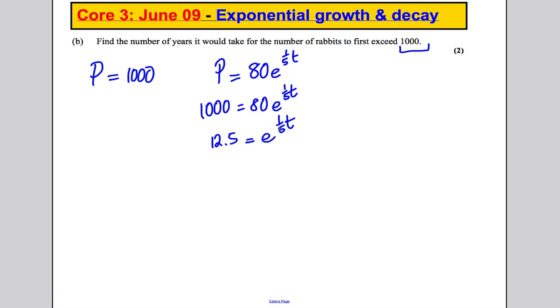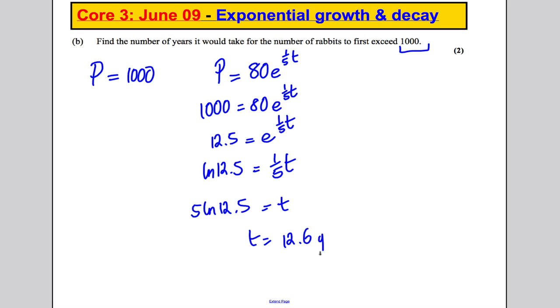Take natural logs of both sides and bring down the 5th t, so you would get ln 12.5 is equal to a 5th t. So t therefore must be 5 ln 12.5, and t would therefore be equal to 12.6 years. So 12.6 years.